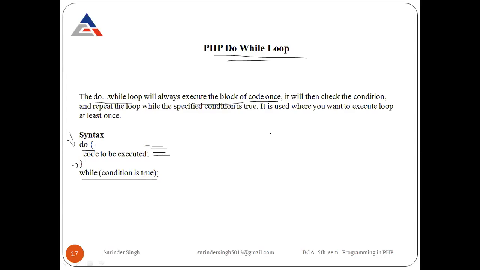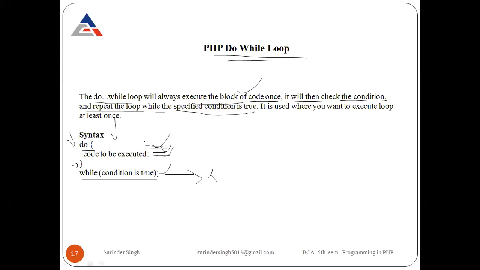Do while statement is used where you want to execute the loop at least once. Clear? After executing a block of code once, it will check the condition and repeat the loop while the specified condition is true. First, control enters the do and executes the statements, and after executing, it will check the condition. And if condition is false, then it will exit from the loop.